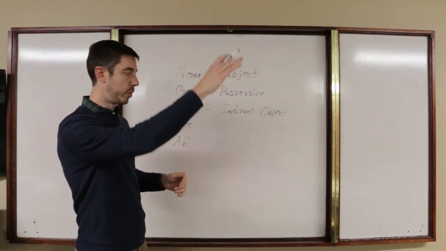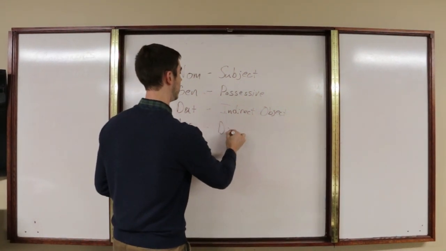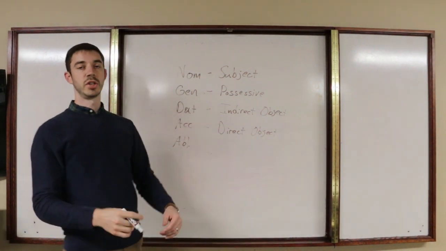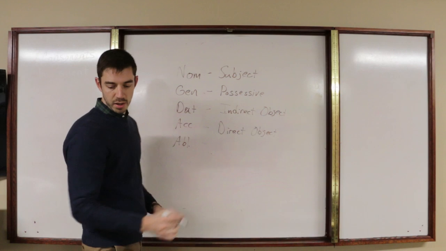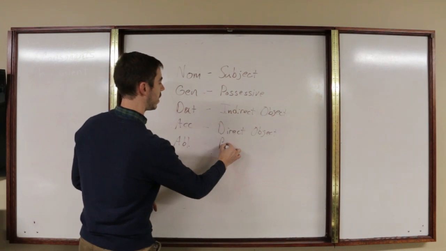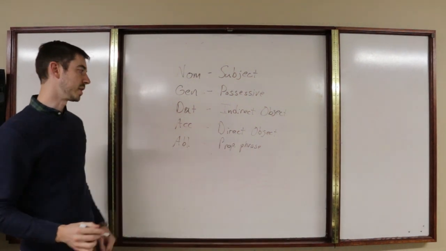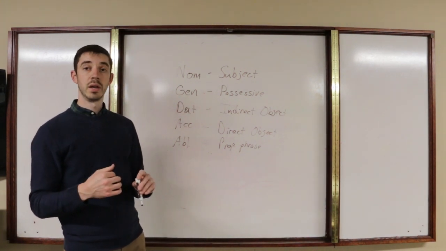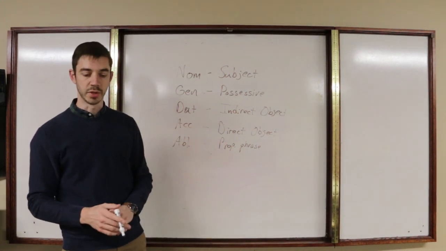Accusative is the direct object. If I say I kick a ball, the job that the ball is doing is the direct object; it's being kicked. And then finally, we have ablative, and we'll call that a prepositional phrase for now. We often use the words by or with. So if we go to the moon with a rocket ship, that's what we would use ablative for.